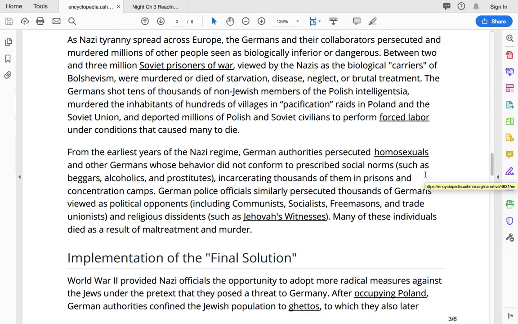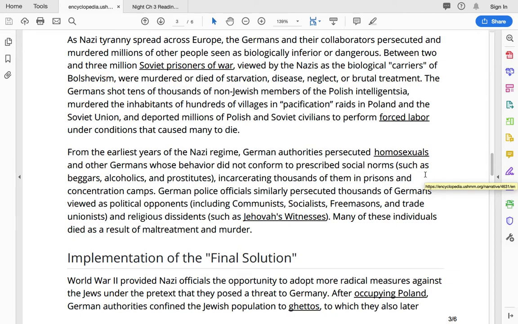As German tyranny spread across Europe, the Germans and their collaborators persecuted and murdered millions of other people seen as biologically inferior or dangerous. Between 2 and 3 million Soviet prisoners of war, viewed by the Nazis as the biological carriers of Bolshevism, were murdered or died of starvation, disease, neglect, or brutal treatment. The Germans shot tens of thousands of non-Jewish members of the Polish intelligentsia, murdered the inhabitants of hundreds of villages in pacification raids in Poland and the Soviet Union, and deported millions of Polish and Soviet civilians to perform forced labor under conditions that caused many to die.